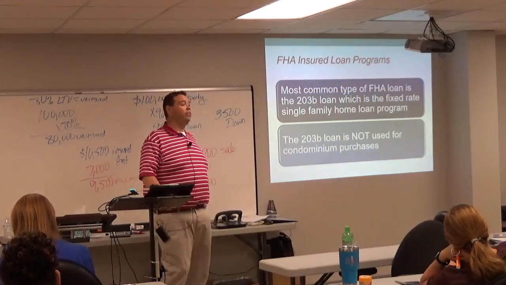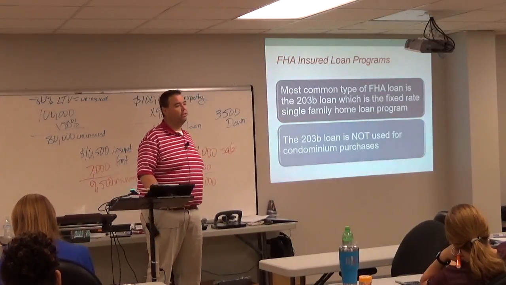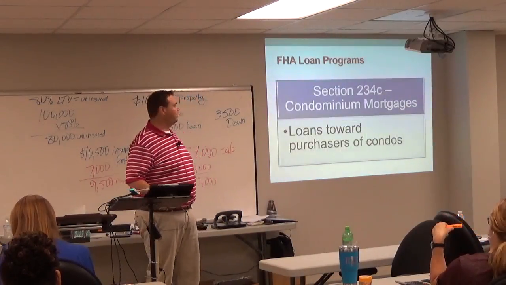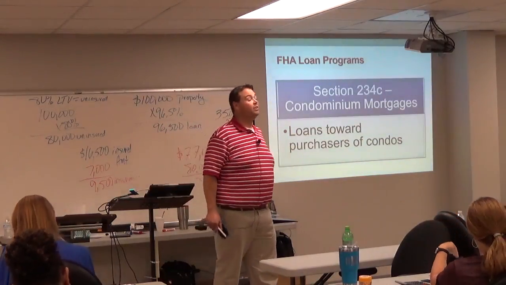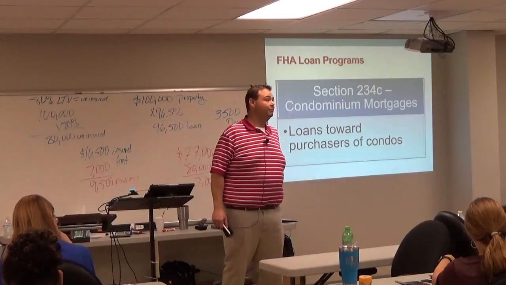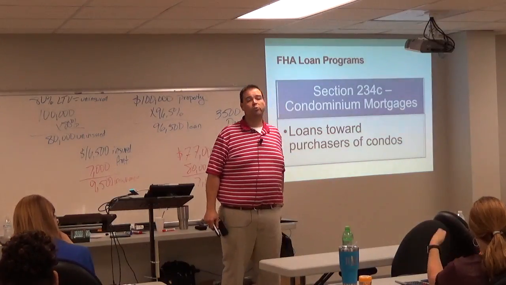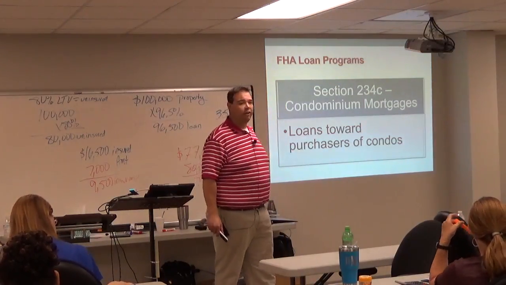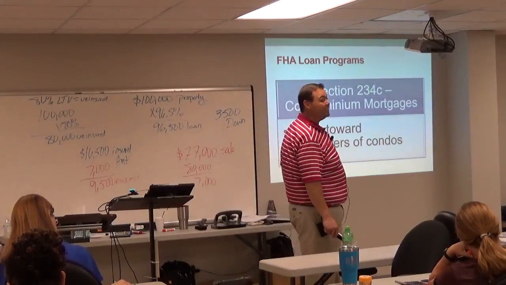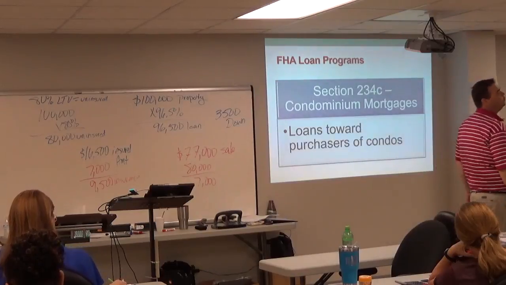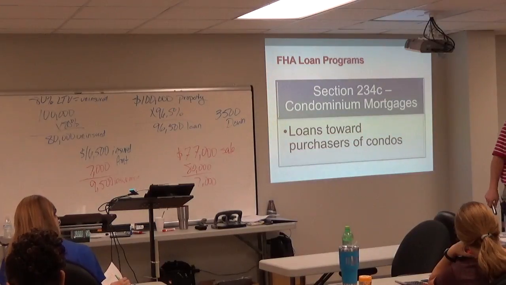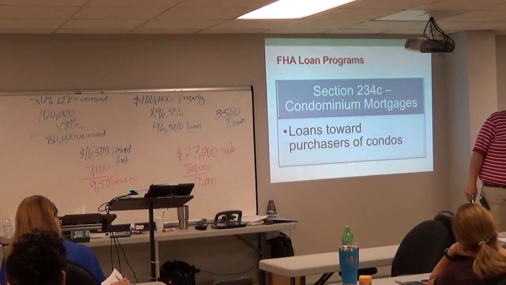Condos have a special FHA loan program because they're riskier. Condos are riskier. So theirs is called the 234C. C stands for condo. That is easy to remember. So the 203B is the generic FHA loan. The 234C is the condo version. It's much harder to get a 234C than it is a 203B as a borrower.